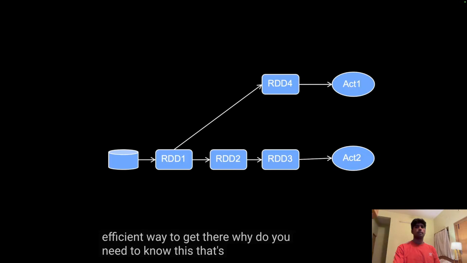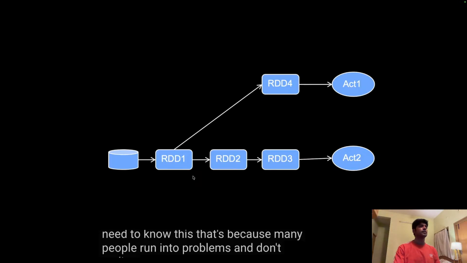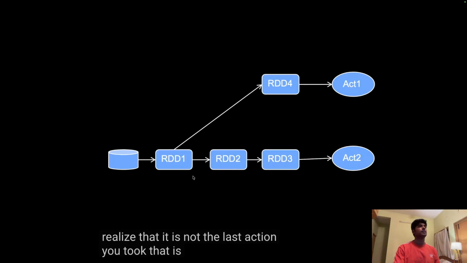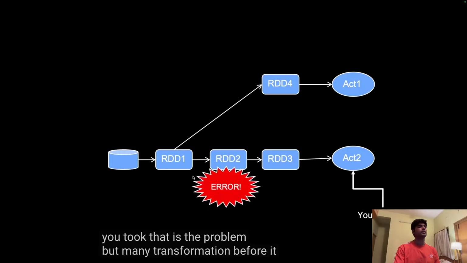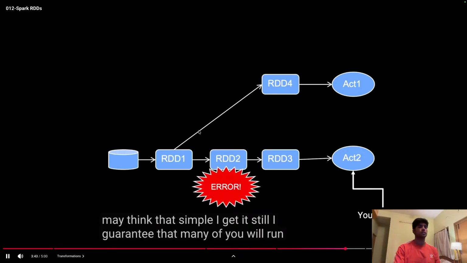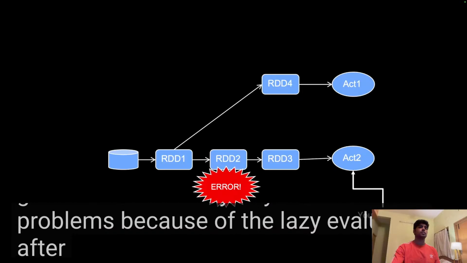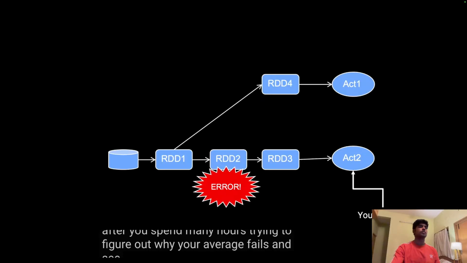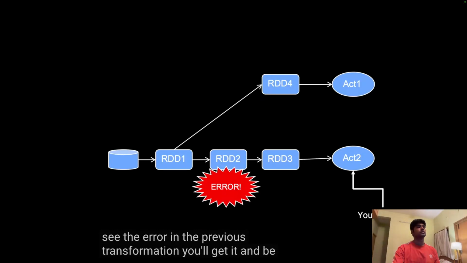Why do you need to know this? That's because many people run into problems and don't realize that it is not the last action you took that is the problem, but many transformations before it. You may think, that's simple, I get it. Still, I guarantee that many of you will run into problems because of the lazy evaluation. After you spend many hours trying to figure out why your average fails and see the error in a previous transformation, you'll get it and be fine from that point on.